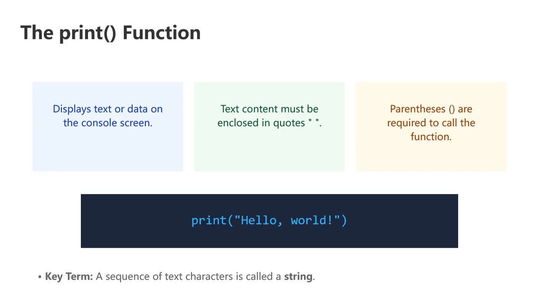Now look at this key term, string. In programming, we call any sequence of text characters a string. It's like a bunch of characters strung together. To make sure Python knows you're giving it a string and not a piece of code, you must wrap your text in quotation marks. It's like putting your message in an envelope before sending it. Here is the classic example: print, open parenthesis, quotation mark, hello world, closing quotation mark, and closing parenthesis.